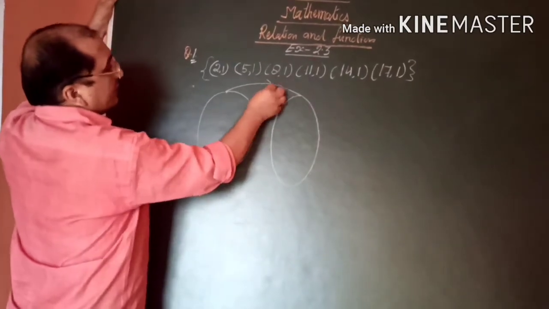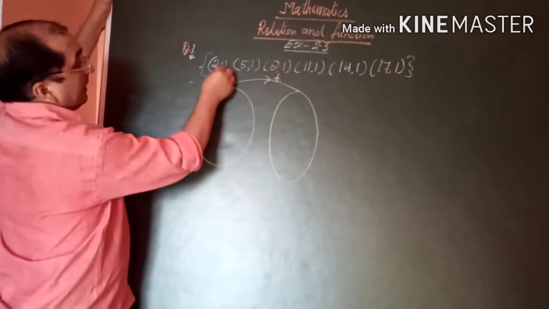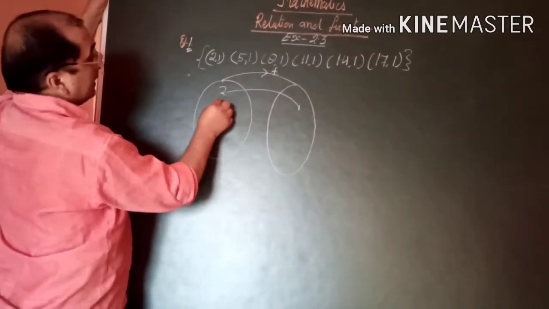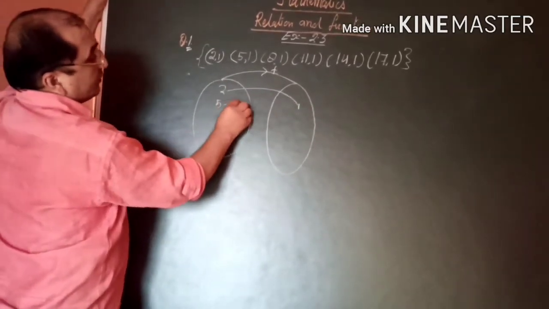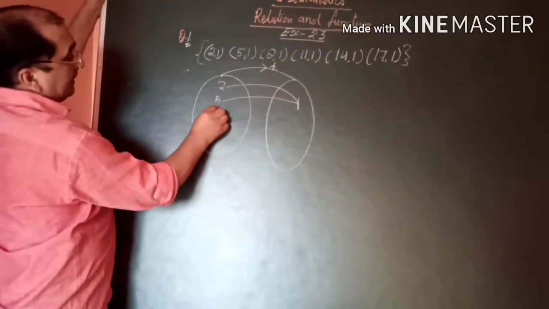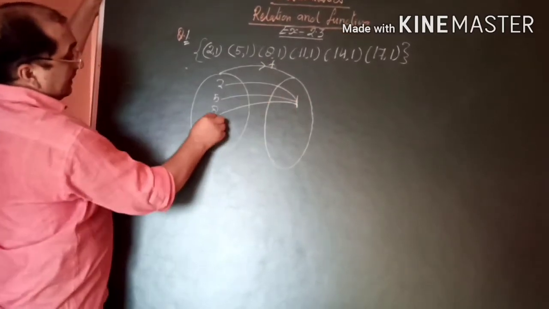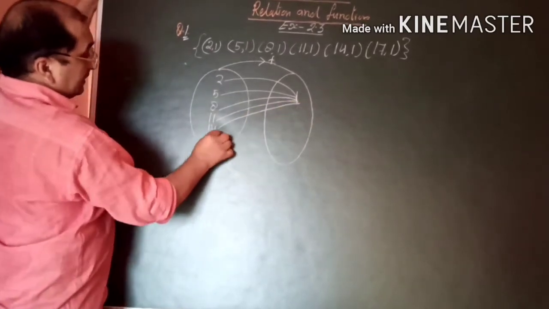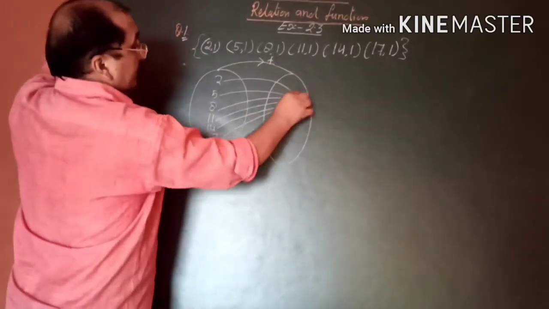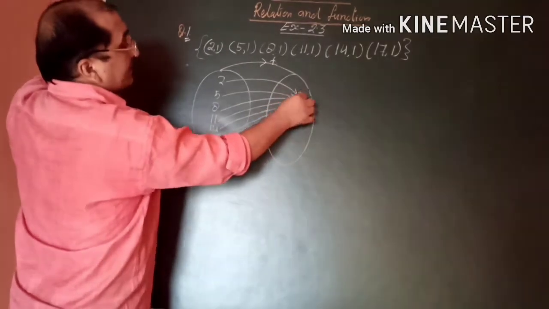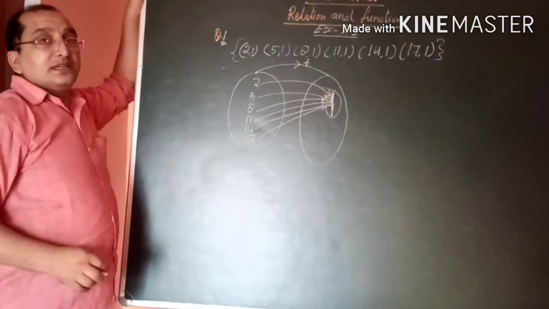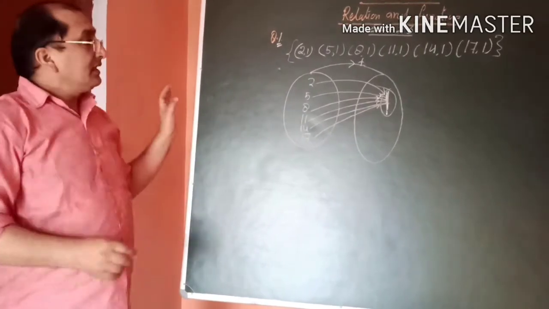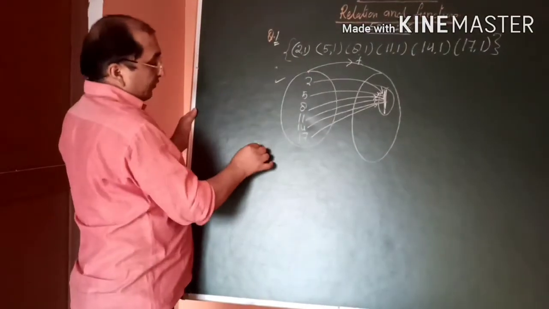First of all, we can draw the first element. This is 2, (2,1) and (5,1) again, and 8 is again 1, 11 is also 1, 14 is also 1, 17 again 1, meaning all the elements have the image 1. Hence we know that this type of function is known as a constant function. Yes, this is a function.